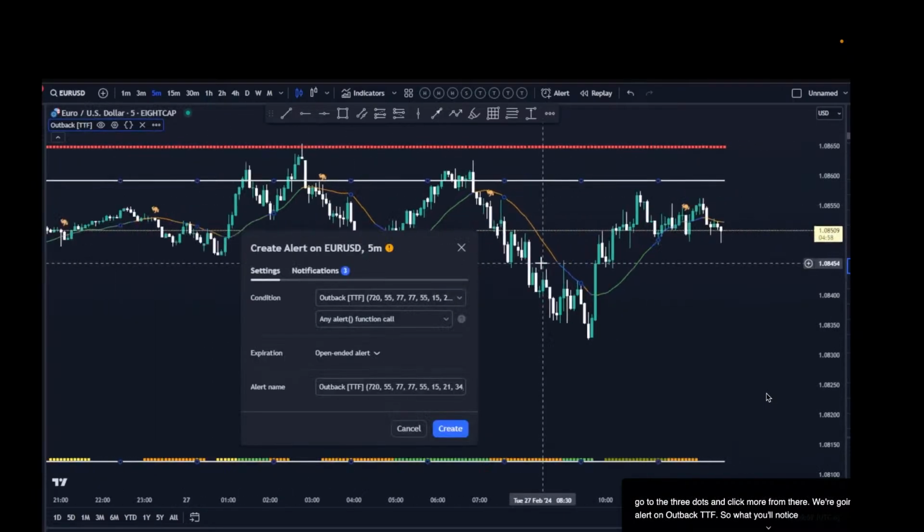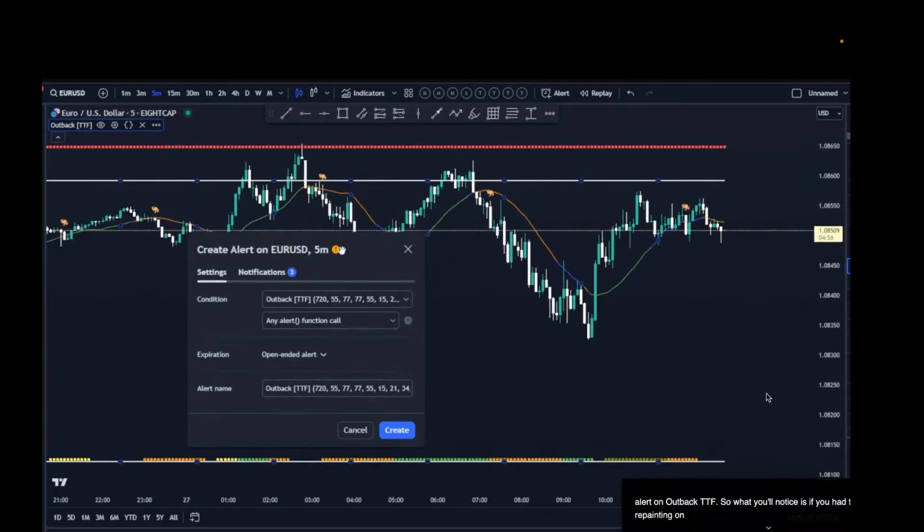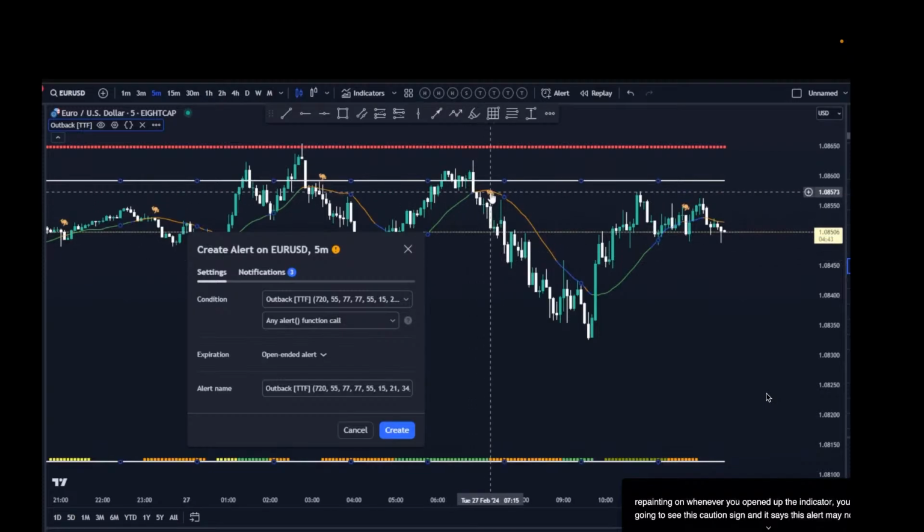What you'll notice is, if you had turned repainting on whenever you opened up the indicator, you're probably going to see this caution sign, and it says this alert may not function as intended. That's completely fine. That's what repainting can do. What I mean by that is, let's take this sell, Outback Kangaroo sell print, for example. If we had a sell alert, then there's a chance, since this is on the 5-minute time frame, that we would get alerted 2 minutes into this candle that a kangaroo had printed.